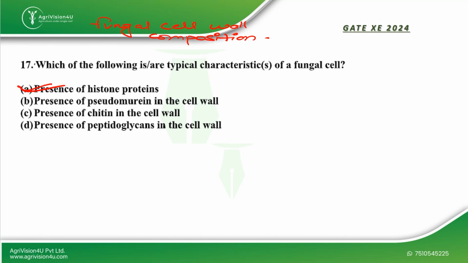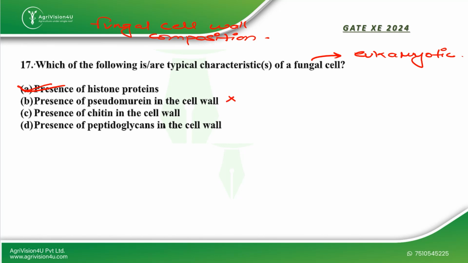This is true because we know fungi are eukaryotic in nature, and eukaryotic species have a nucleus where DNA is organized into chromatin with the help of histone proteins. Now, presence of pseudomurein in the cell wall. Pseudomurein is found in the cell wall of some archaea, not in fungi. So fungi do not have pseudomurein in their cell wall, and this option is not correct.